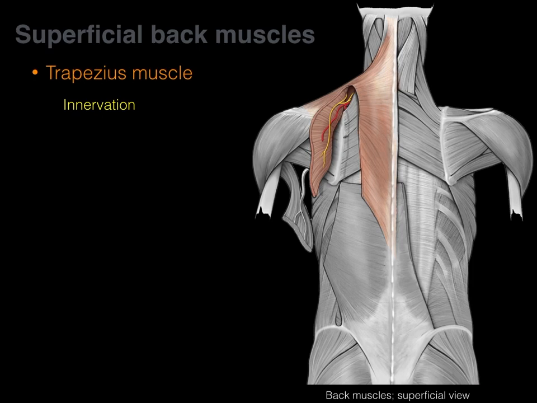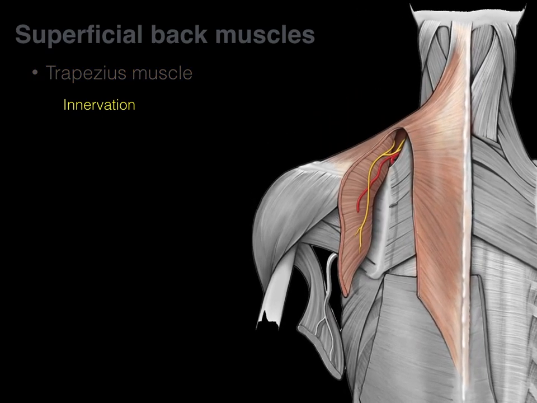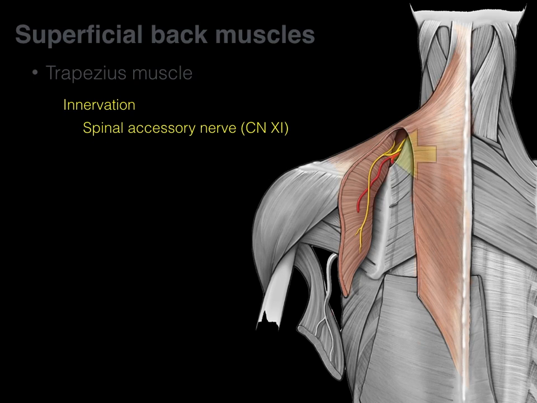So there's the trapezius. Now the innervation of the trapezius is via this nerve we see on the deep side of the traps. It's called the spinal accessory nerve, which is a cranial nerve, cranial nerve number 11. XI is the Roman numeral for 11. And there's our spinal accessory nerve coursing on the deep side of the traps.